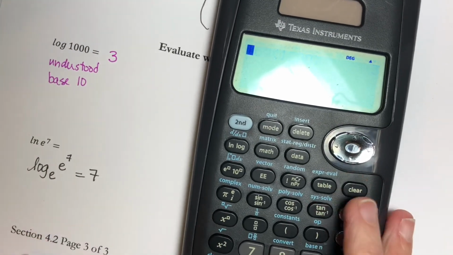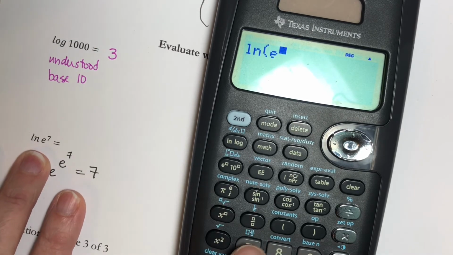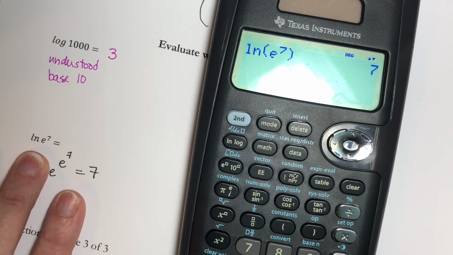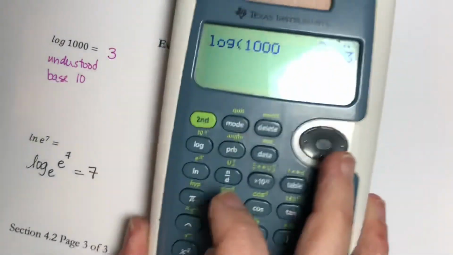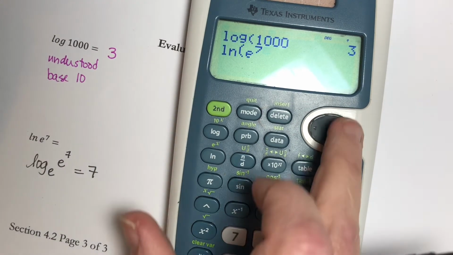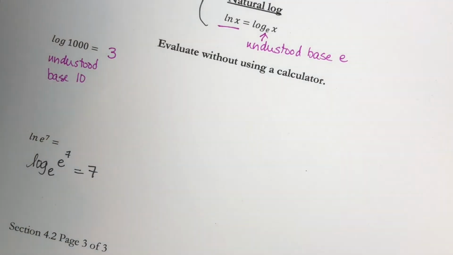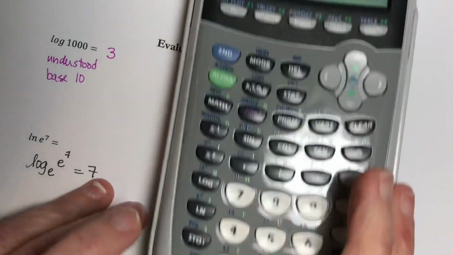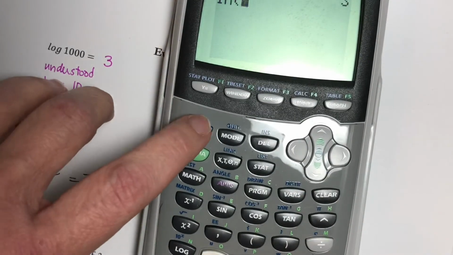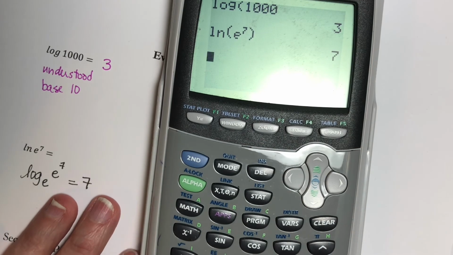All right, so let's do natural log of e raised to the 7th power. And I am going to close my parentheses this time. And it gives me my answer is 7. Natural log of e to the 7th power, 7. And then finally, natural log of, I have to hit second and then E. And then 7, close parentheses, 7.